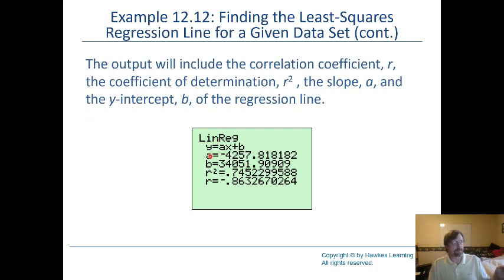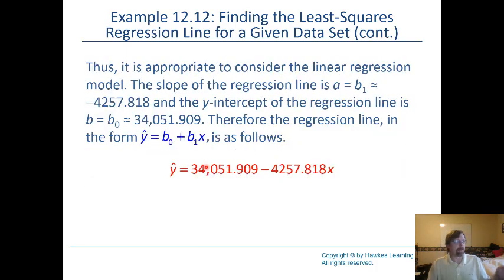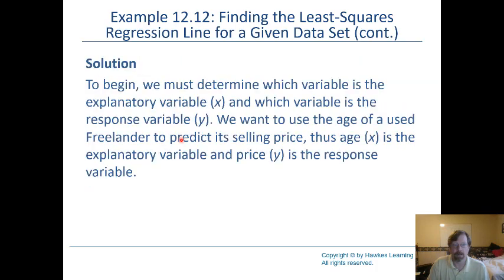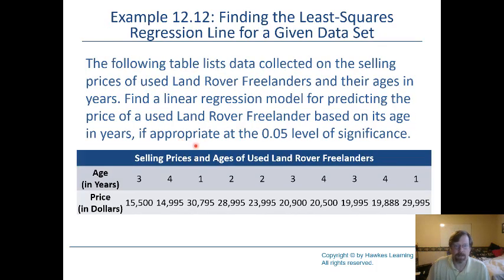There is my slope, and there is my intercept. I can put those in. There's my intercept. There's my slope. This is my regression line. So I can use this. What's my range here? I've got 1 through 4 years for my range in ages.